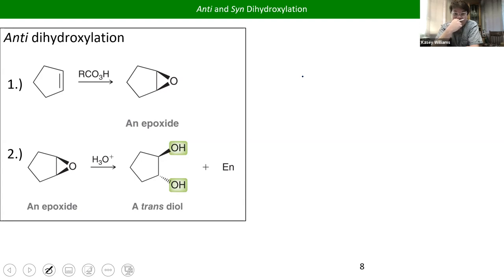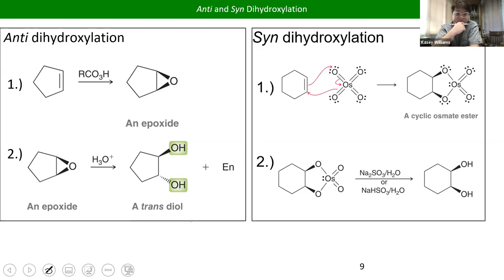So here's the reaction we just looked at in two steps. We start by making an epoxide, and then if you expose your epoxide to an acid in the presence of water, we're going to wind up making the trans diol. And that means if we have anti-dihydroxylation, it stands to reason that maybe there's a way to make a syn dihydroxylation, where we put the OH groups on the same side.